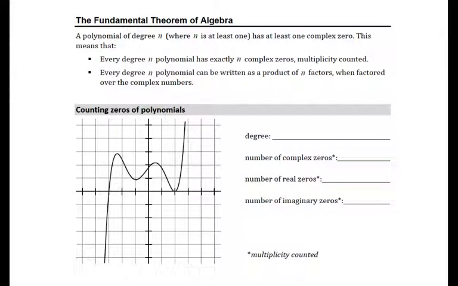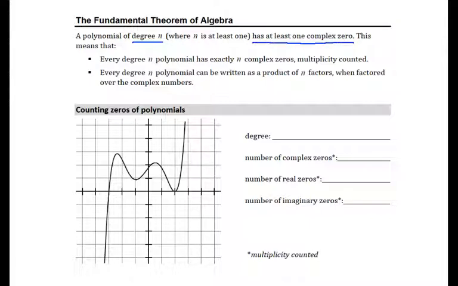All right, it's time for the very important fundamental theorem of algebra. If a polynomial has degree n, where n is a number that's at least 1, a polynomial of degree n has at least one complex zero. That's the formal statement of the fundamental theorem of algebra.